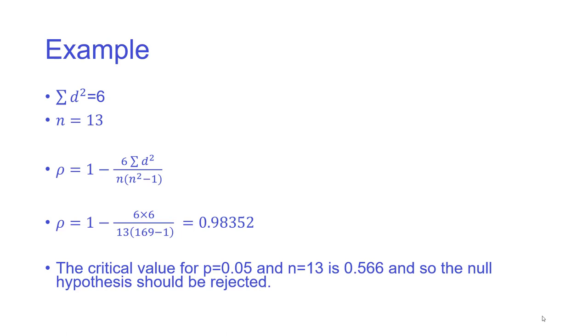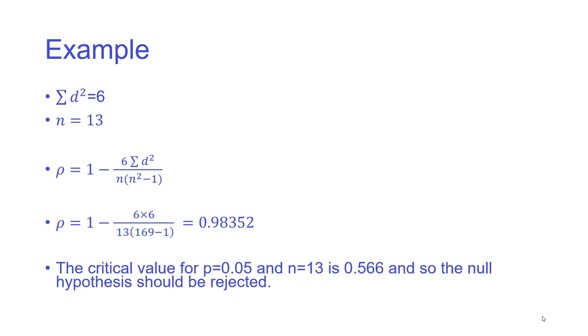There are 13 chickens in the experiment, so rho equals 1 minus 6 times the sum of d squared, which is 6, divided by n times n squared minus 1, so 13 times 13 squared, which is 169, minus 1. So rho equals 1 minus 6 times 6, which is 36, divided by 13 times 168, which equals 0.98352.